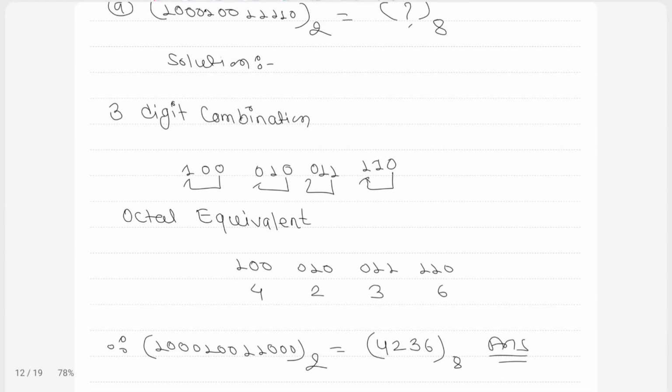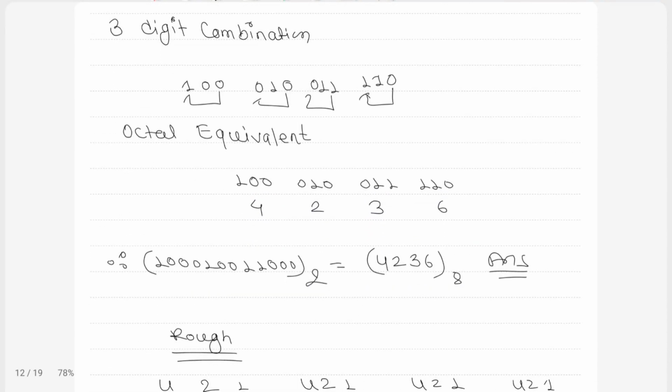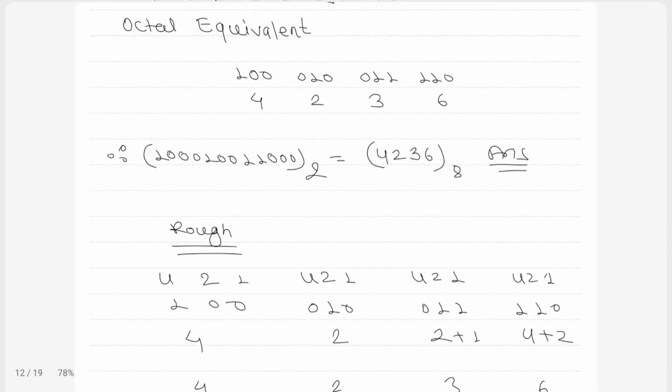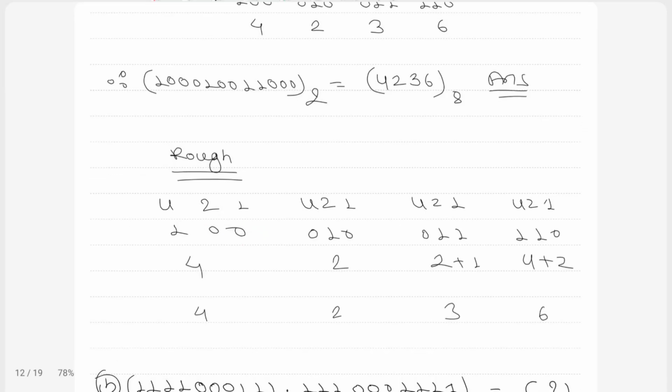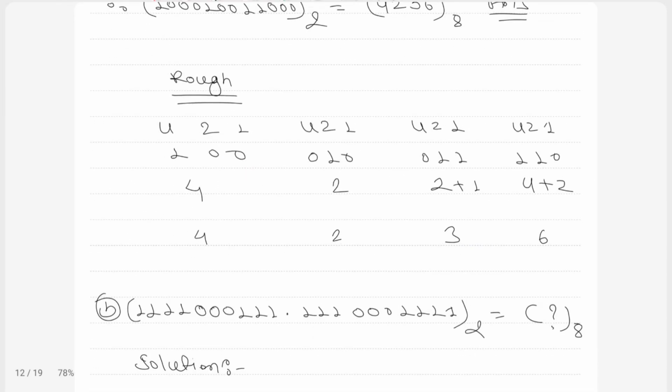That means our answer must be correct. So we write down like this. This is our octal equivalent. Look at our rough work: when we have 4, 2, 1, then 4, 6, 8, 16, 32, similarly three digits. So we write down like this and we get the results.